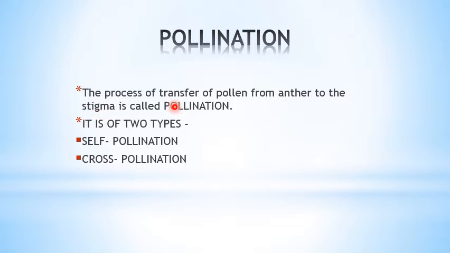Anther is the male part in which the pollens are formed, and the pollen is transferred from the anther to the stigma, which is the sticky part of the female reproductive system, or gynoecium or pistil, where the pollen falls on the stigma. That is of two types, self-pollination and cross-pollination.